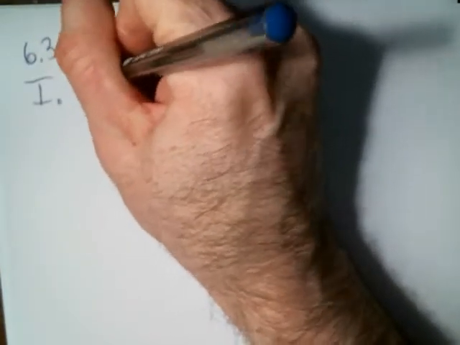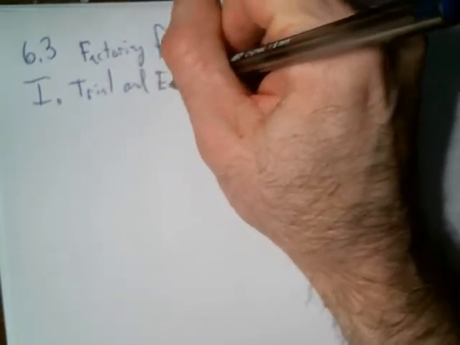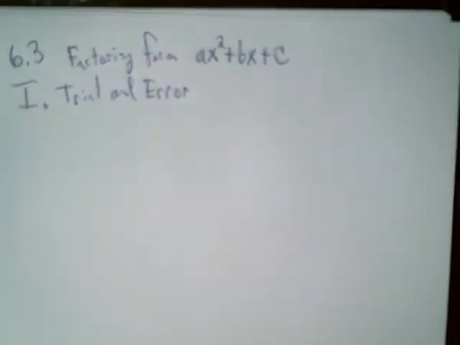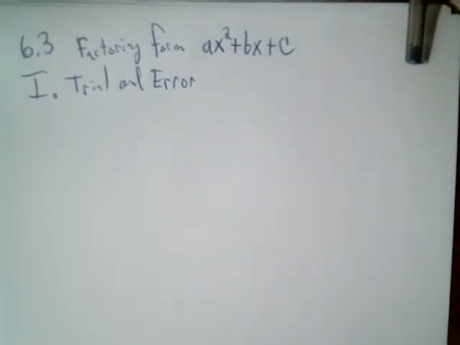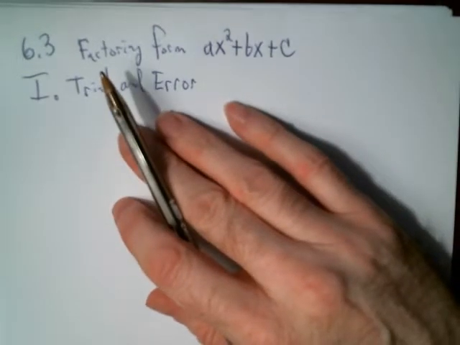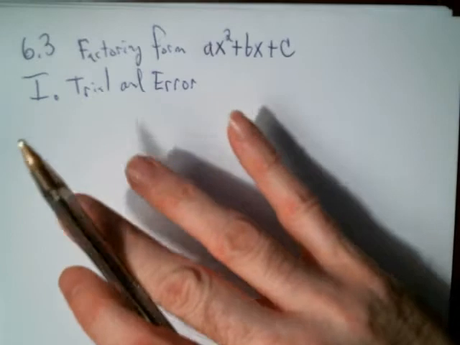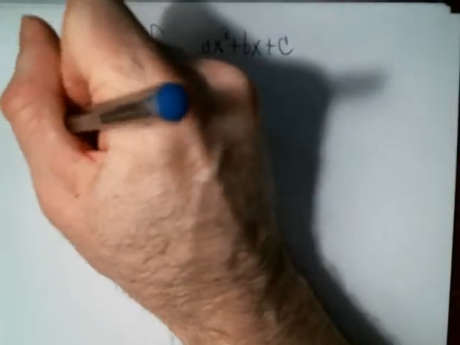The main way I do these is just by trial and error. After a while, you'll get a taste for doing the ones with the leading coefficient of 1, and these turn out to be not much different. It's just maybe a little more work. So let's dive in here and take a look.